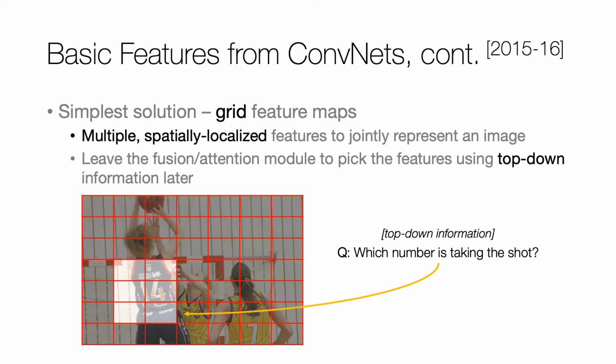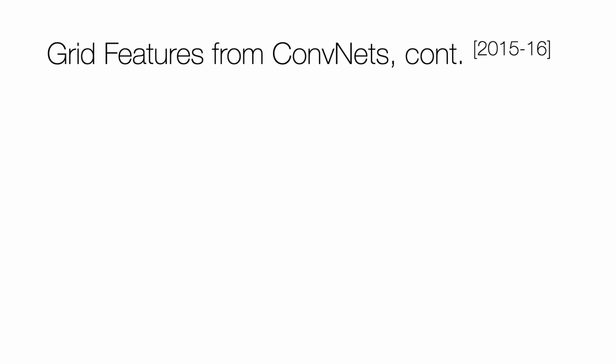So in the previous example we have seen, given the question, what number is taking the shot, this question can serve as top-down information to help the model attend to relevant grid features for answering this question. And getting grid features from ConvNets is easy. At that time, ResNet was first proposed and shown superior performance compared to all previous ConvNets in visual recognition. Therefore, it became the standard choice of the backbone.